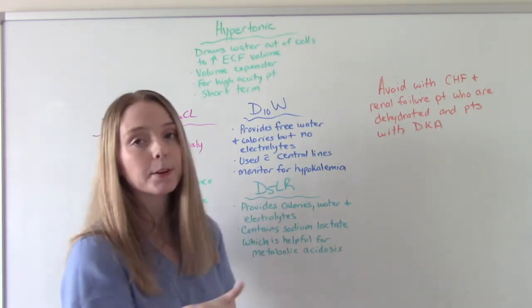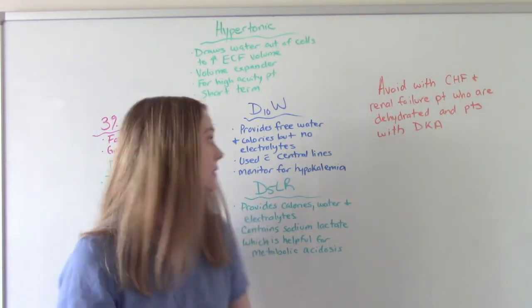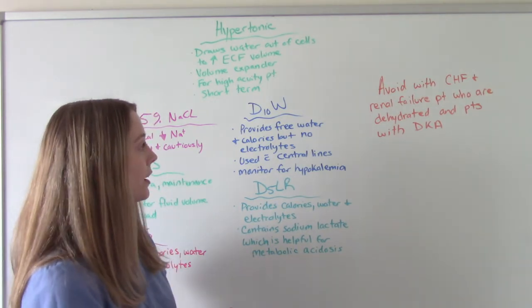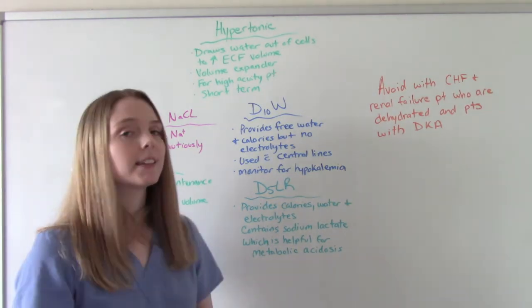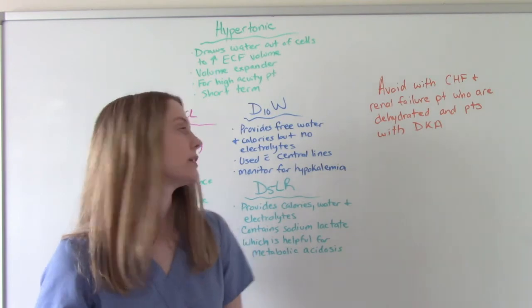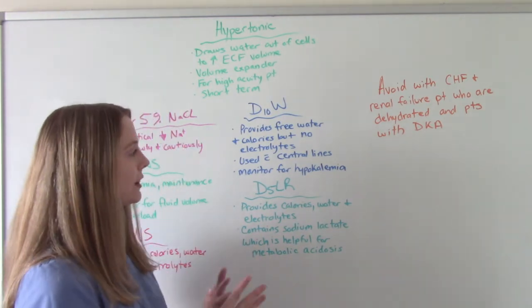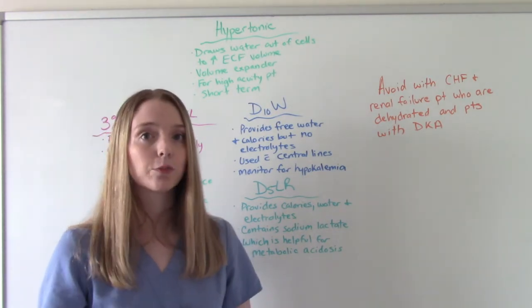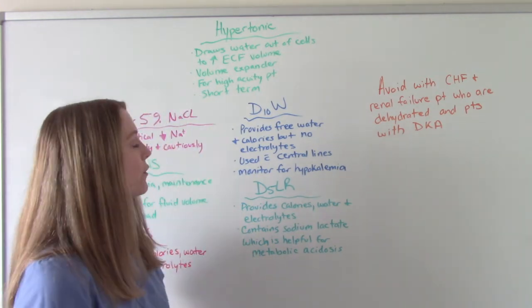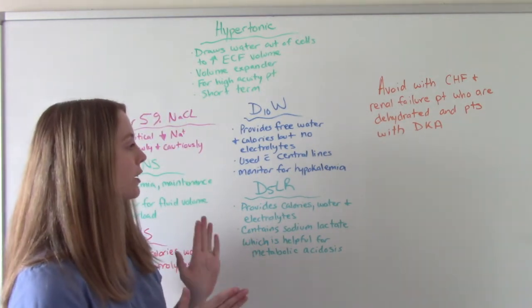D10W, so 10% dextrose in water, that's what that means, provides free water and calories, but it doesn't provide any electrolytes to our patients. Very typically used with central lines instead of peripheral lines. And for these patients, we want to make sure we're monitoring for hypokalemia.